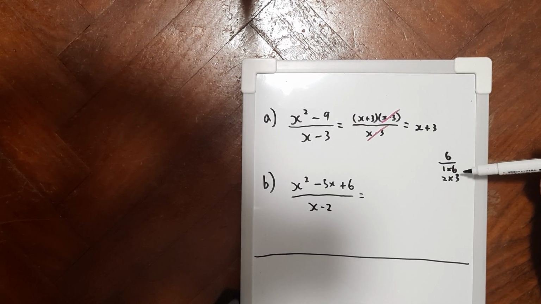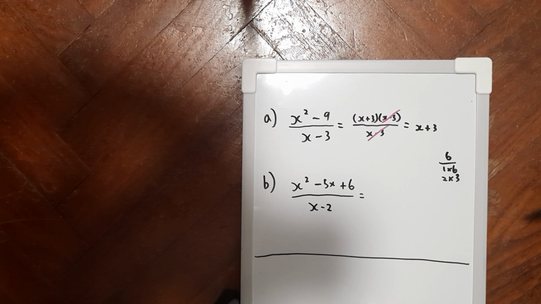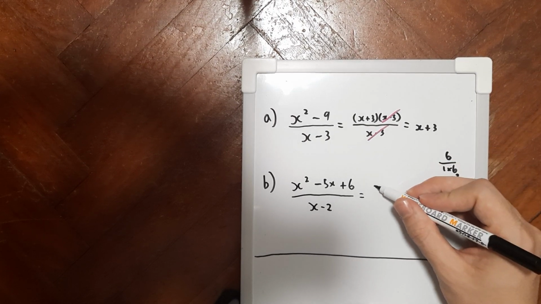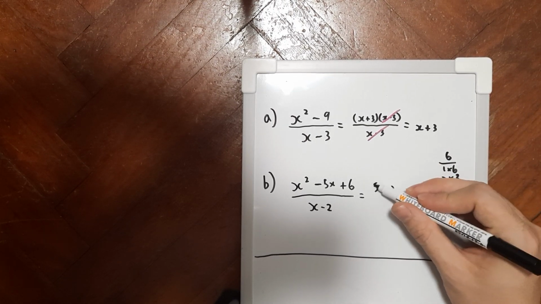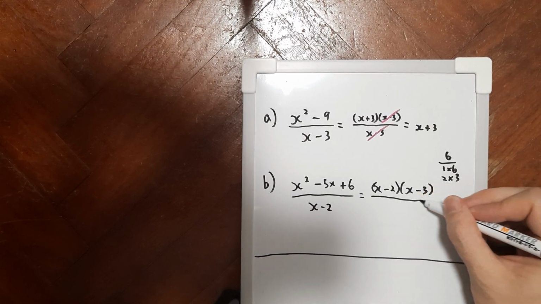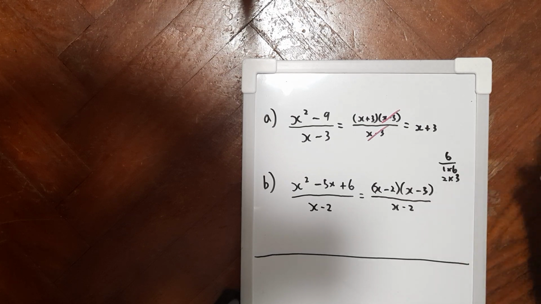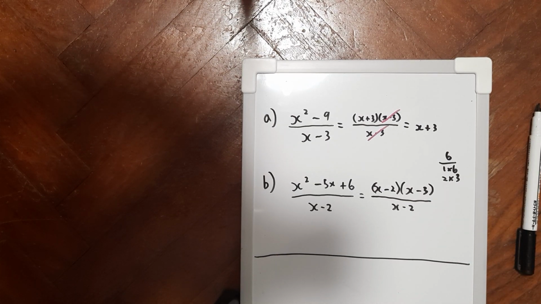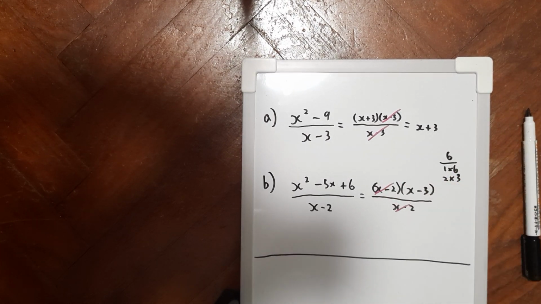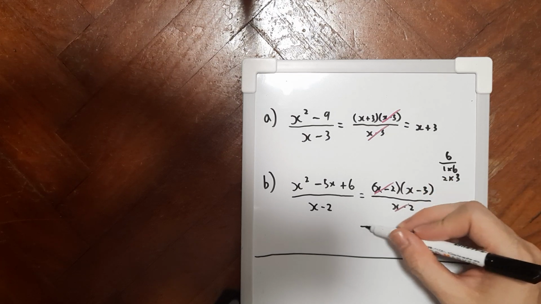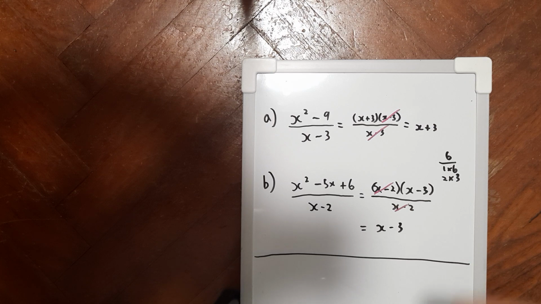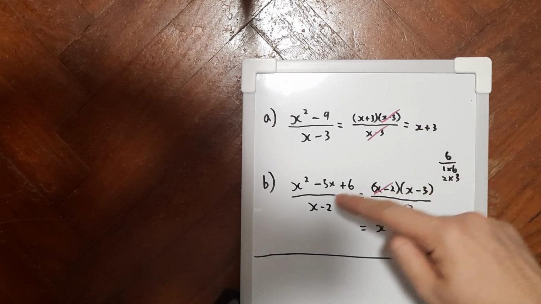If these are both negative, which would work, negative 2, negative 3 multiplied together gives positive 6, adds to make minus 5. So this would become x minus 2, x minus 3 over x minus 2. And just as before, we can simplify the fraction, dividing top and bottom by x minus 2, giving me x minus 3. So this is mostly a recap on how to factorize these quadratics.